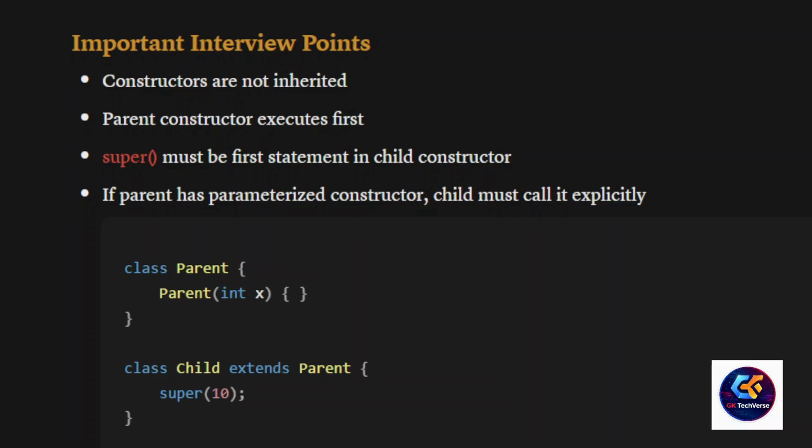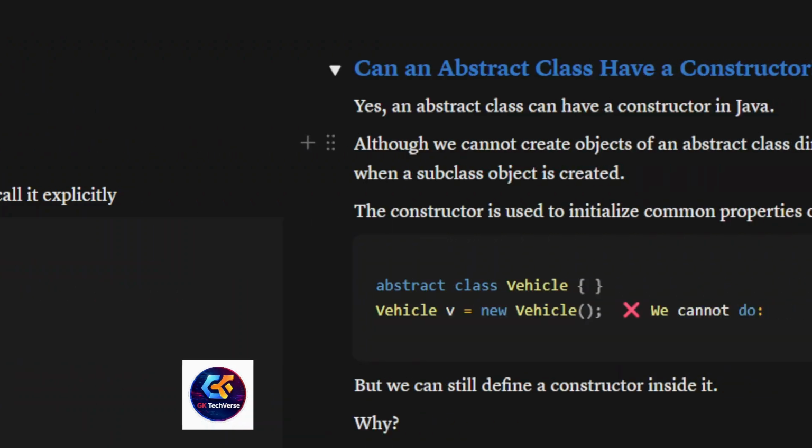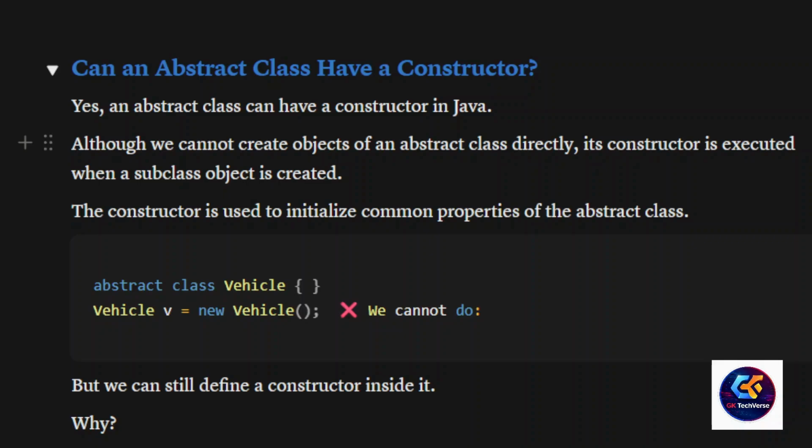If parent has parameterized constructor, child must call it explicitly. Can an abstract class have a constructor? Yes, an abstract class can have a constructor in Java. Although we cannot create objects of an abstract class directly, its constructor is executed when a subclass object is created. The constructor is used to initialize common properties of the abstract class.